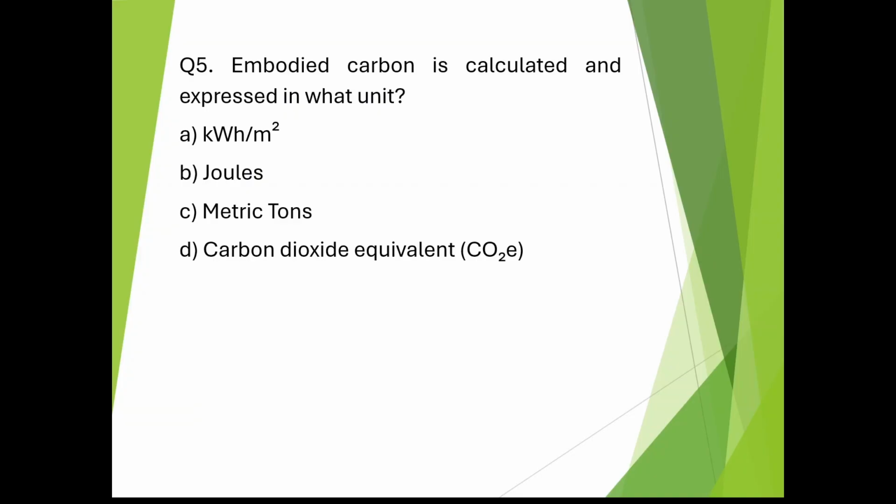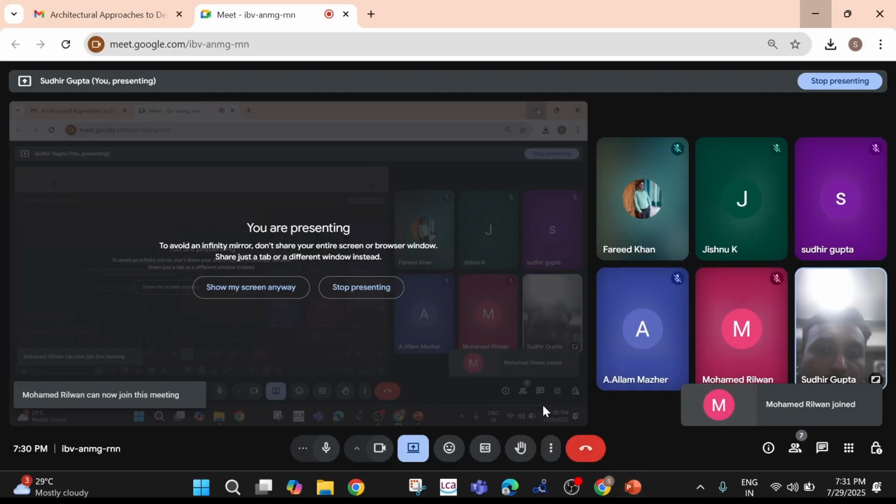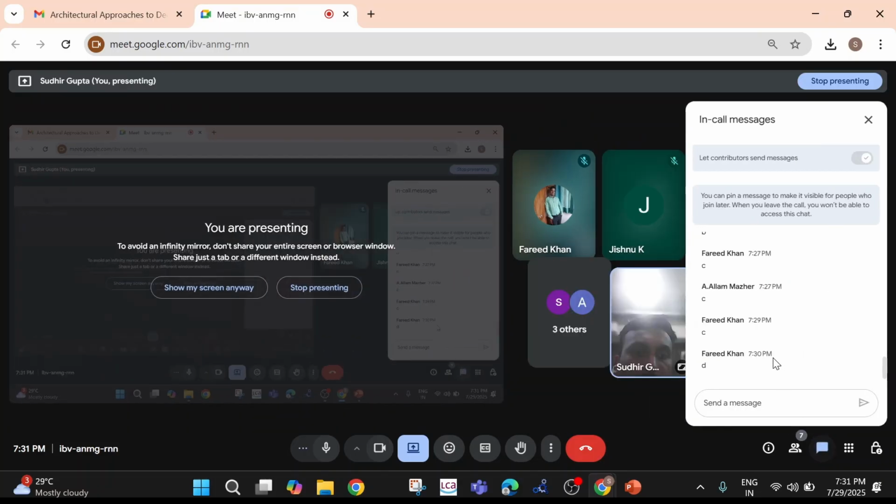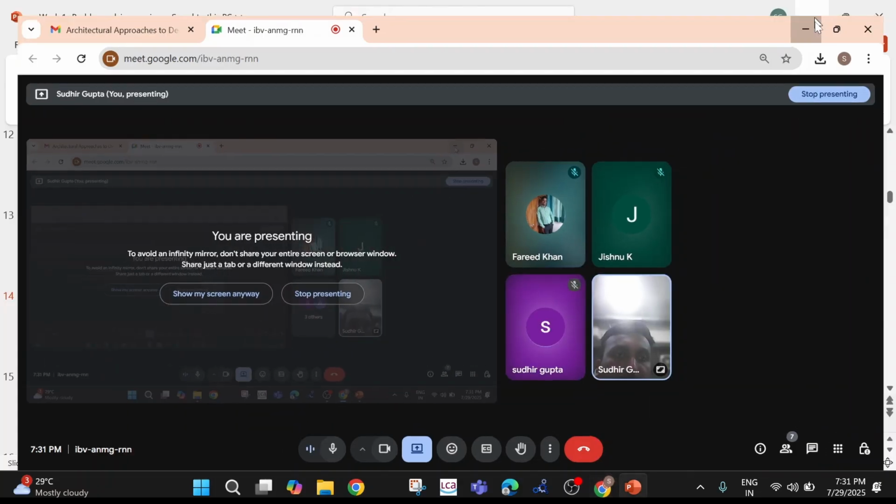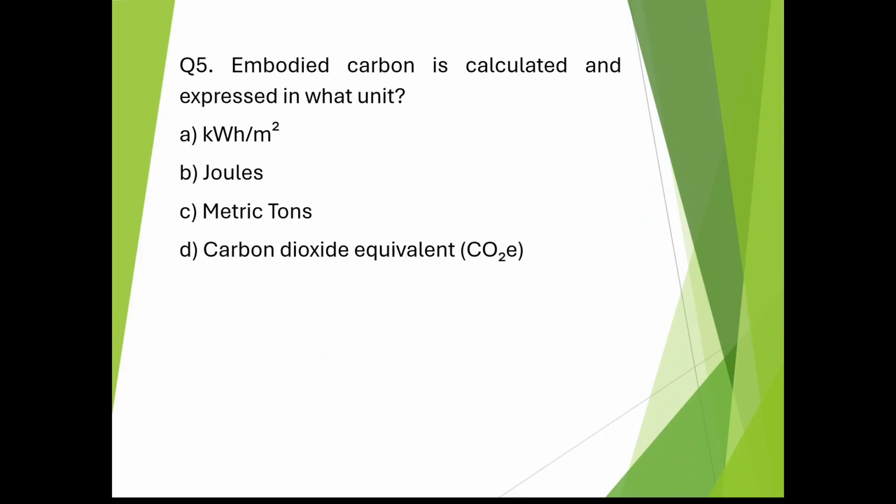And let's see how many of you have answered it. Okay, Farid again has answered option D. And option D is the correct answer for this question number 5. That is, embodied carbon emission can be expressed in terms of CO2 equivalent. Everything we will be dealing with or calculating in terms of CO2 equivalent, which represents the global warming impact of all greenhouse gases emitted throughout the product's life cycle. So he has answered it correctly, and option D will be the correct answer for this question.